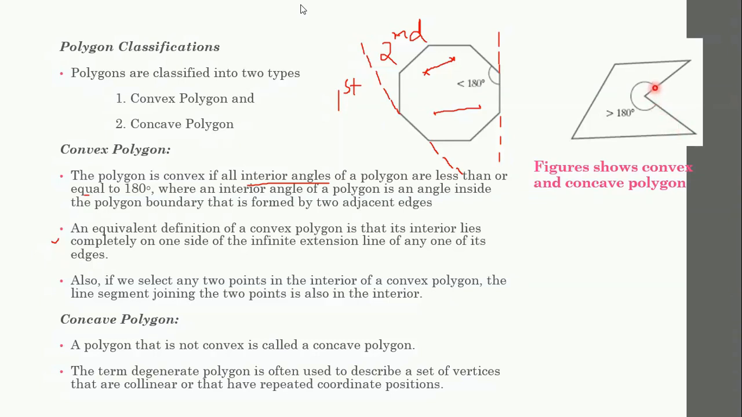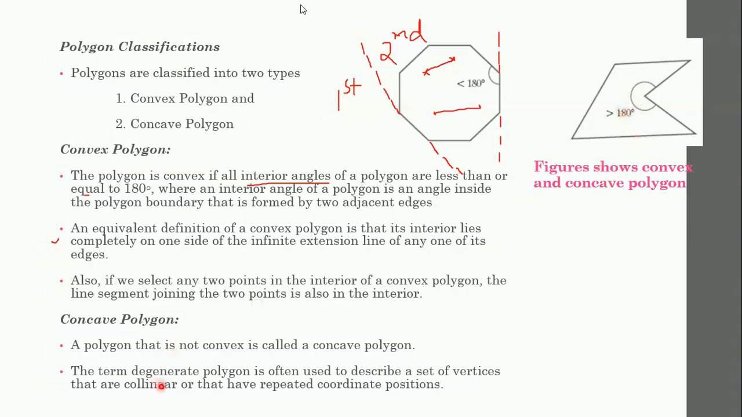But if you consider the edges lying here and check the angle at this particular position, what happens? It's more than 180 degrees. So the first condition itself fails. So you can say that it's a concave polygon.